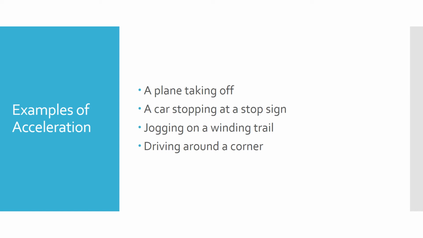If you are jogging on a winding trail, even if you were going at a perfectly exact constant speed, you are still going to be changing your direction, which means that you are accelerating. Same with driving around a corner. No matter if you're at a constant speed or not, it's changing direction, which means you're changing velocity, which is a form of acceleration.